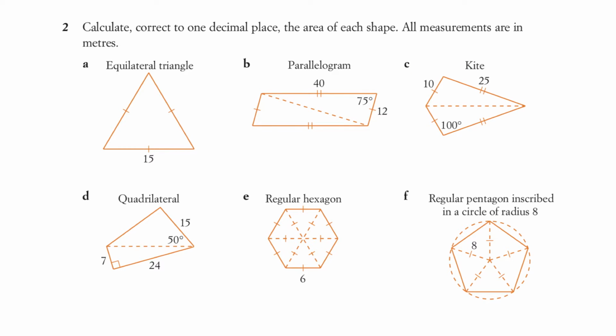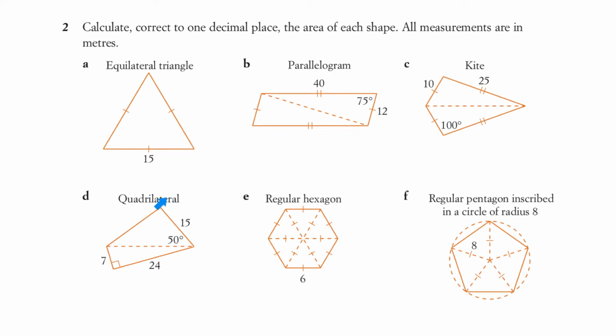C, a kite. We can do the same with the kite. They're equal, so that 100 is the same as that over there. So it's going to be a half, 10 times 25, sine 100, and then times 2, because we've got 2 of them, and that'll give us the area.